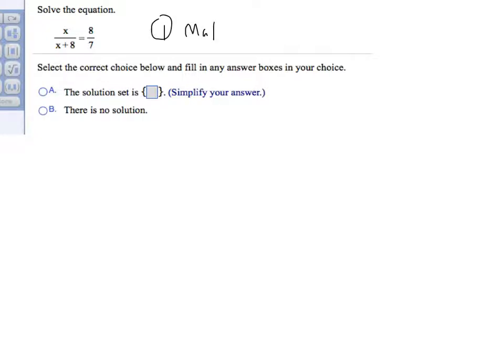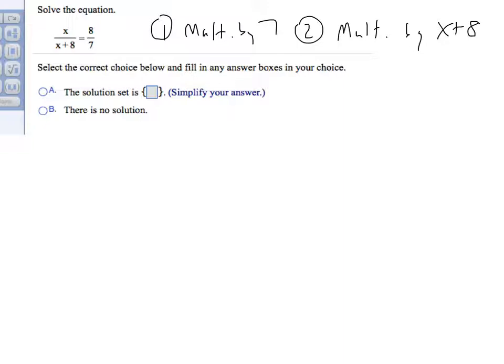multiplying by 7 on both sides, and then multiply by x plus 8 on both sides. In other words, if I multiply both sides by the denominators that are there in the two fractions, then just do it one step at a time, then after you do both of those steps, there will be no fractions left, and what you will have done is essentially cross-multiplying.